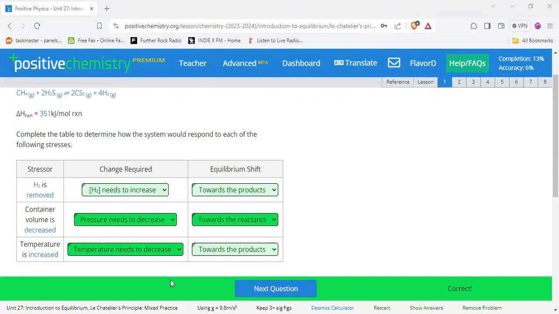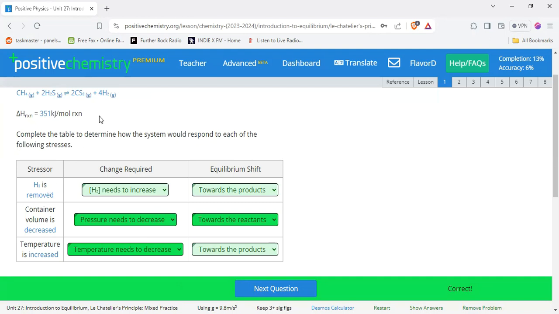So now I'm on mixed practice. And let's talk about question 1. And we have a reaction, and they're all gases. So we have 3 molecules of gas on the left and 6 on the right. And the delta H reaction is a positive number, which means the 351 kilojoules sits on the left side.